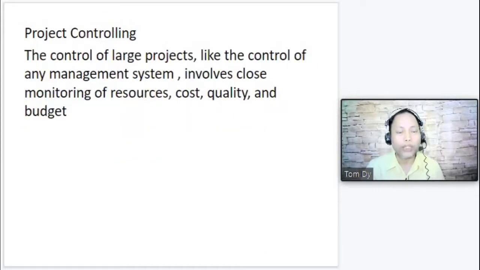Now, project controlling. Another part of project management is project controlling. The control of large projects, like the control of any management system, involves close monitoring of resources, cost, quality, and budget. Of course, these are important in having a project because you need the resources and, of course, the cost and budget.